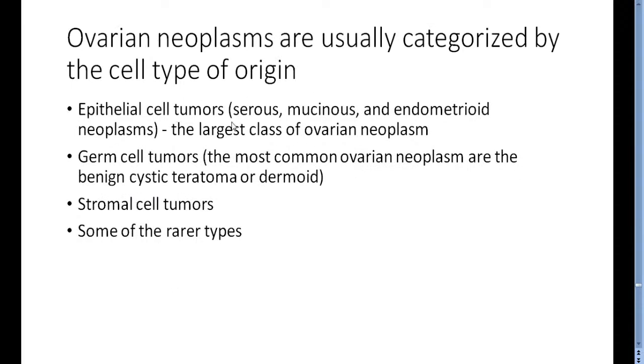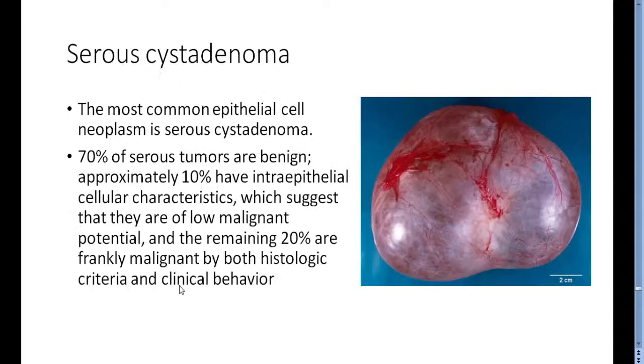Ovarian neoplasms are characterized by cell type of origin. So it's polymorph pathology. Epithelial cell tumors may be serous, mucinous, and endometrioid neoplasms. Then there are germ cell tumors, stromal cell tumors, and other rare types of neoplasm. Quite a common finding is a serous cystadenoma, which is precancerous but not real cancer. The component inside is serous fluid.